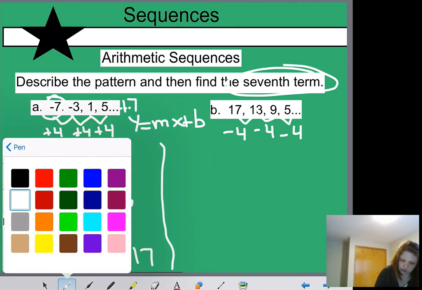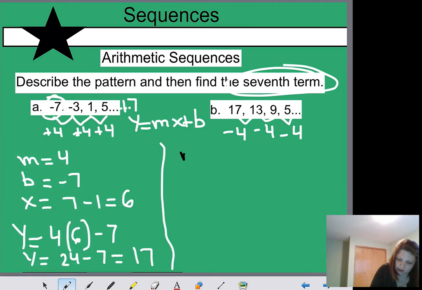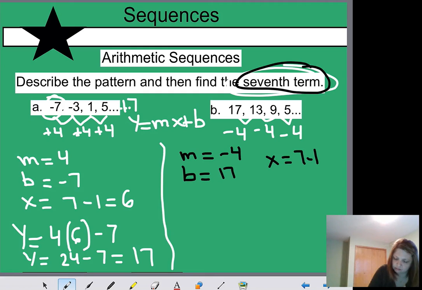So I'm going to use actually black color here. Okay, and let's write this. So m here is -4. This is the common difference. Then b is the first term, which is 17. And then x will be, again, 7 minus 1. The 7th term minus 1, which is 6.